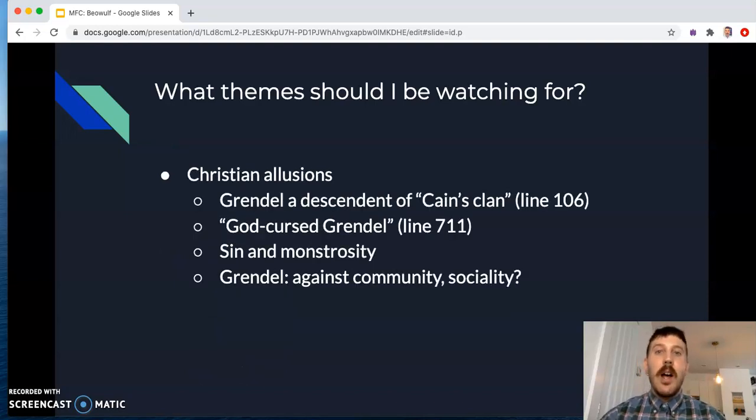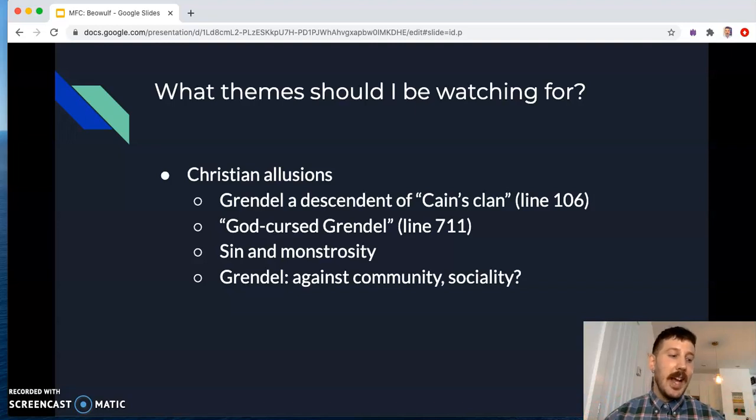You'll also notice a number of Christian allusions throughout this text. For example, Grendel, our central villain, is described as a descendant of Cain's clan. Those of you who know the Hebrew Bible or the Old Testament, Genesis in particular, will be familiar with Cain, the child of Adam and Eve, who commits the first murder. This text sees Grendel as a direct descendant of the first murderer, and therefore it also seems to connect sin with monstrosity. Of course, Grendel is not a normal kind of human.